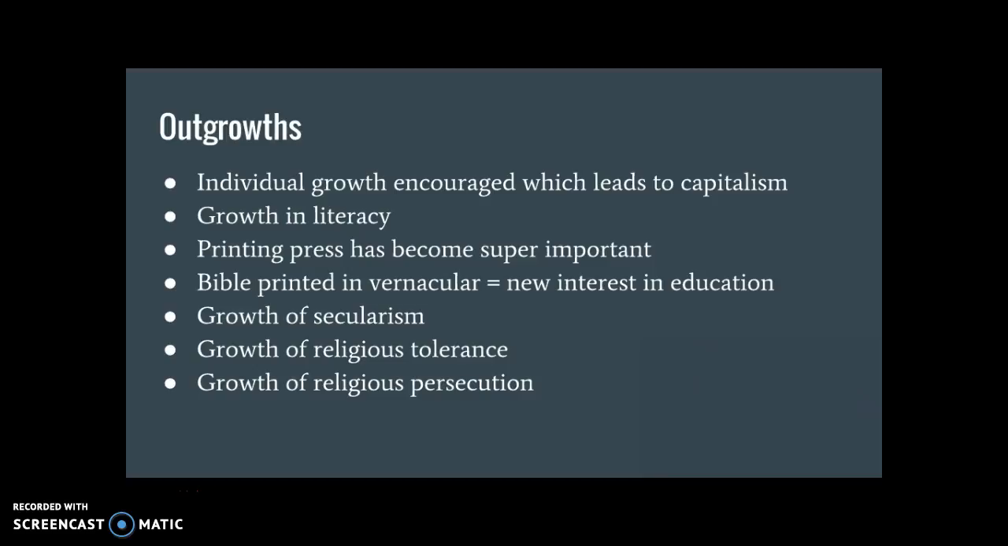There's a growth away from religious things and a growth towards the secular, which you should remember means worldly, or of the world, not religious. And while we see a growth in religious tolerance, meaning that people are free to practice as they wish, we also are going to see a growth of religious persecution. I know that those two things seem a little backwards from each other, but that's what we're going to see.